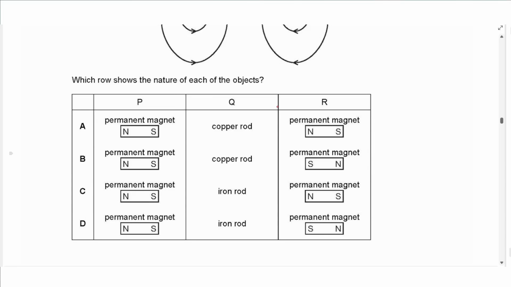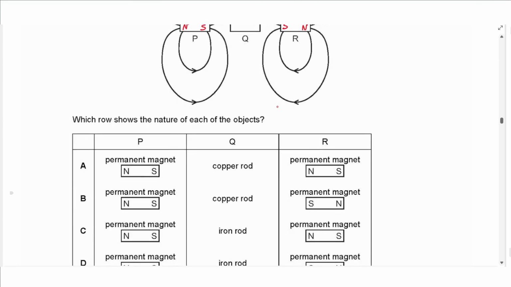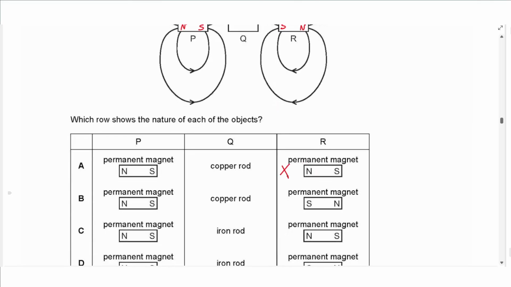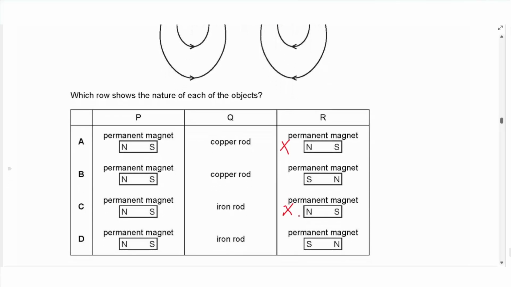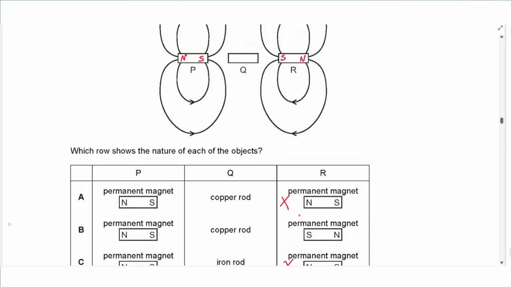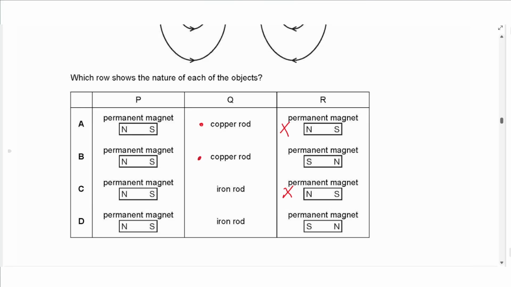So for P, all the choices are correct. And for R, choice A is not correct since it's reversed, and C is also not correct. So for Q, since it does not have a magnetic field, it is not a magnetic material, since it's placed between two magnets and still not magnetized. So it cannot be an iron rod, it must be a copper rod. So the answer is B.